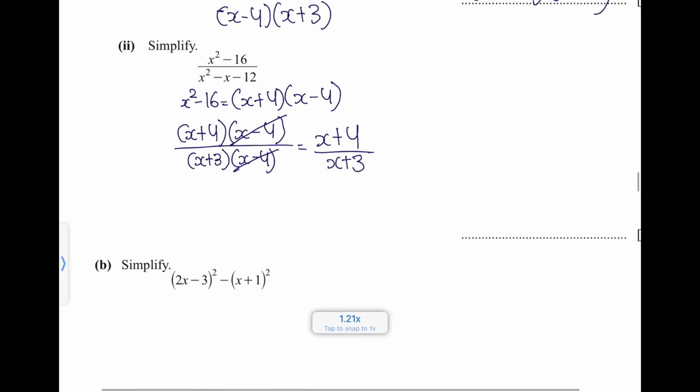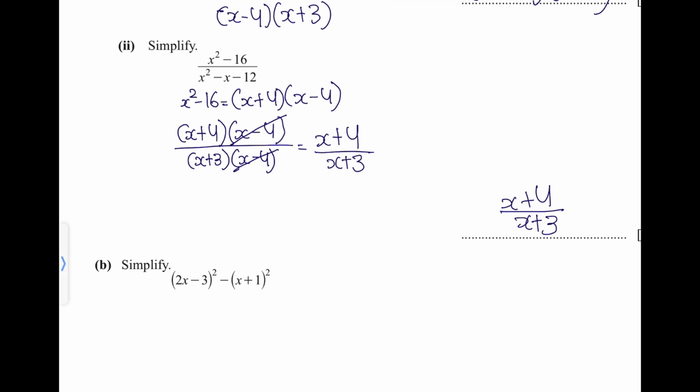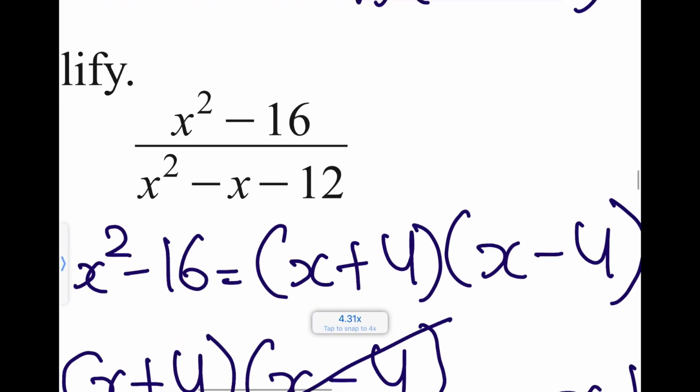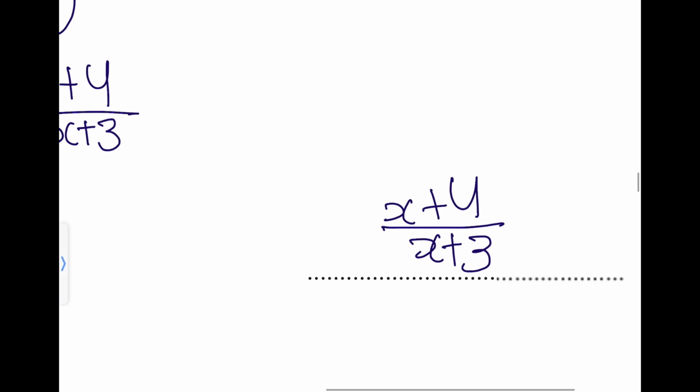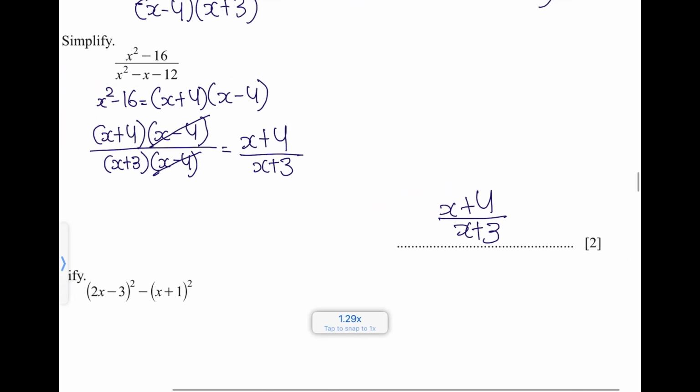Just to check your answer, you can put an x value into the calculator. Once you assign an x value, you can find the answer for the first equation, and then you input the same x value for this equation, and see if it gives you the same answer.